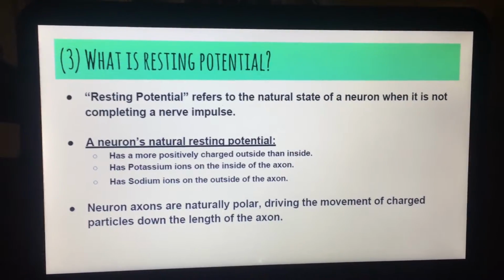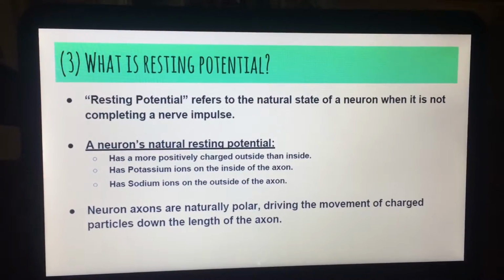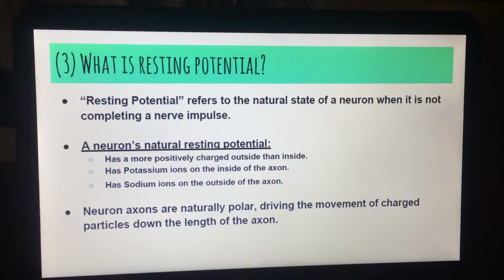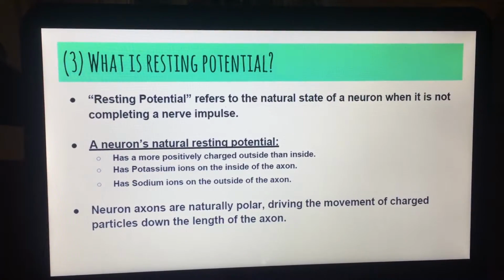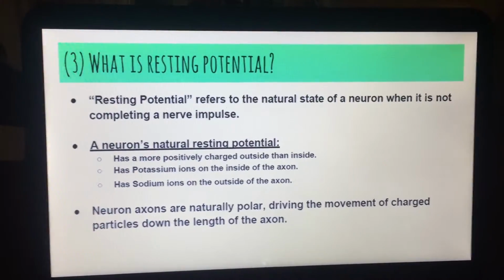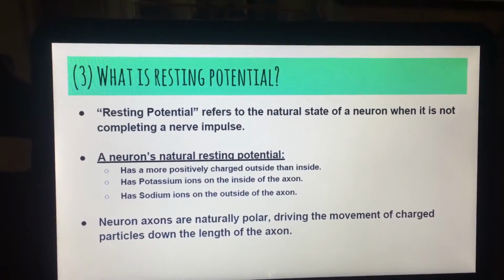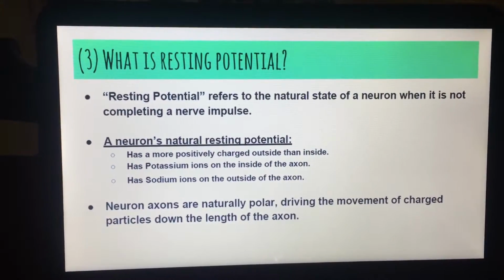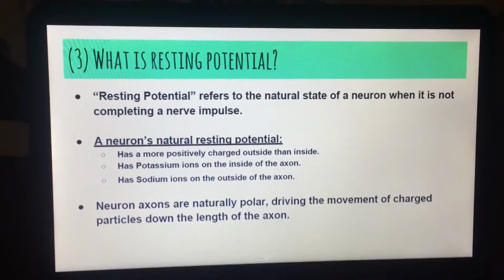So in this case, the outside of an axon on a neuron has a much stronger positive charge or pull than the inside of the axon. And so it's polar. And just like most things in nature, we don't want it to be polar, right? Particles don't want to be uneven. They want to be spread out in an equilibrium. Energy doesn't want to be all grouped together in one source. It wants to spread from areas of high to low energy.